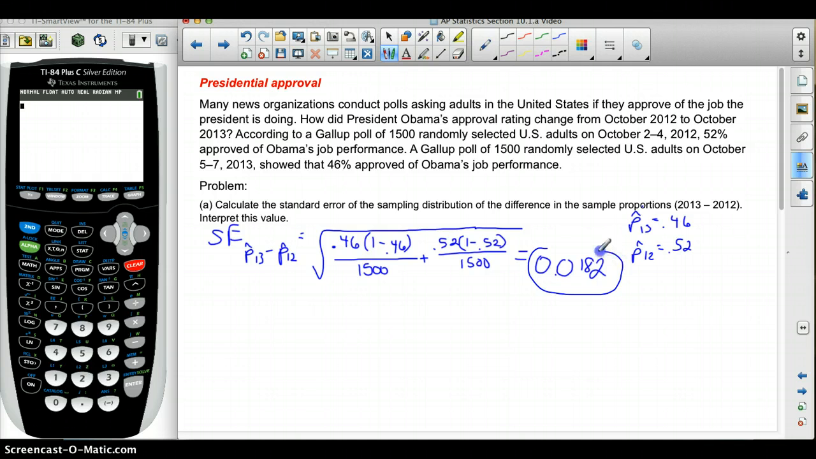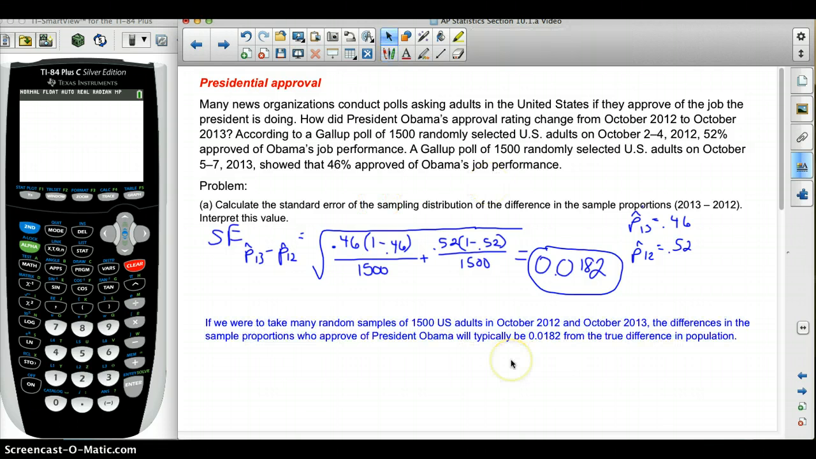That's going to come into play later when we end up doing some more calculations. Now we also need to interpret what that means. Remember, when you're interpreting the standard error, you're taking many random samples of 1,500 U.S. adults in both October 2012 and October 2013. The differences in the sample proportions who approve of President Obama will typically be 0.0182 from the true difference in the population.